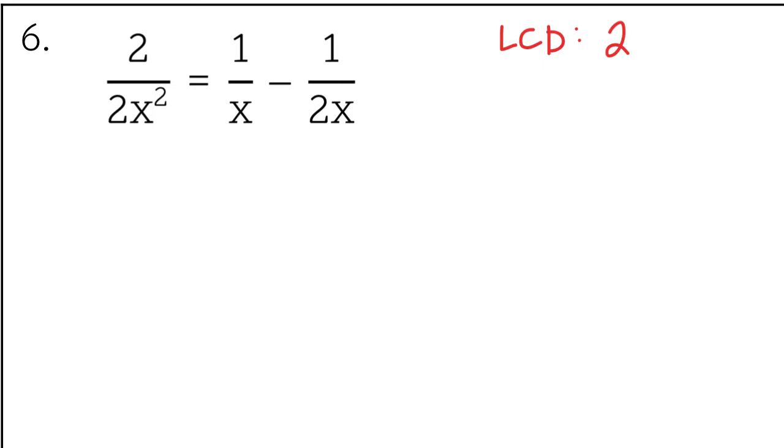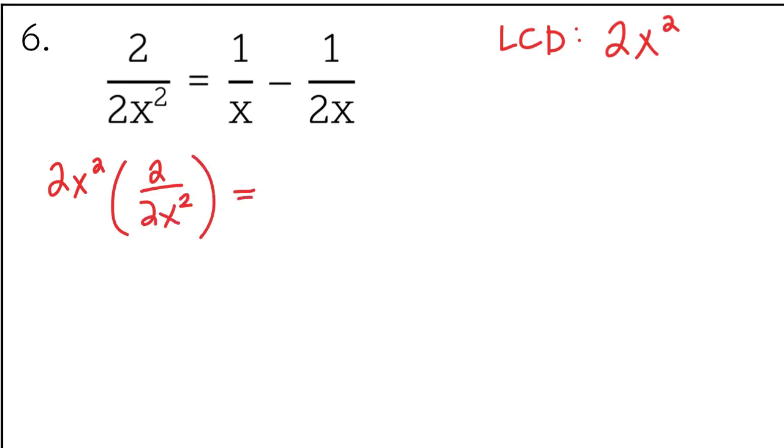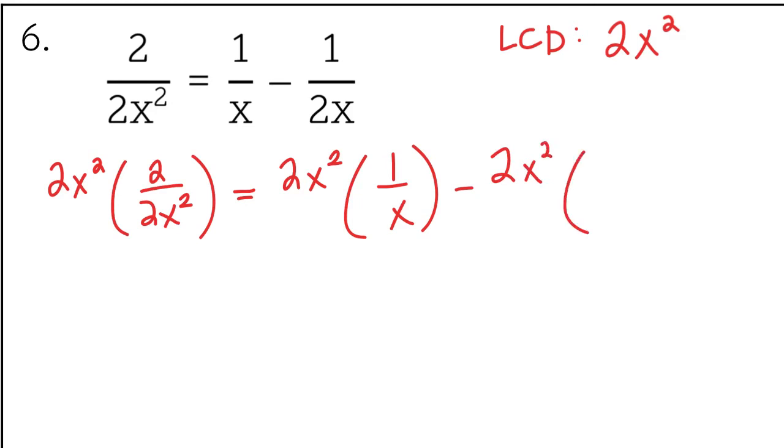Then look at the variable. I have x squared, x, and then x. So out of those three, the biggest one is that x squared, so that's going to be part of my lowest common denominator. Now that I know what my LCD is, I'm going to multiply the entire equation by that. So that would be 2x squared times 2 over 2x squared equals 2x squared times 1 over x minus 2x squared times 1 over 2x.